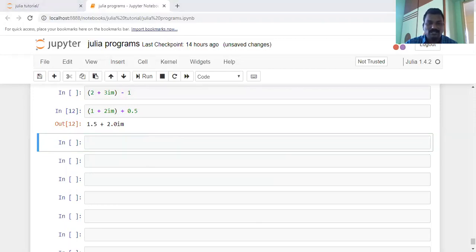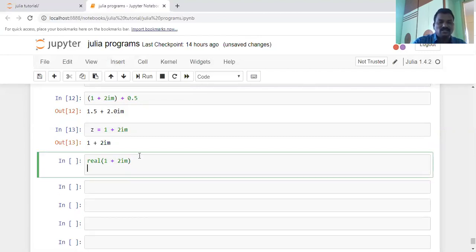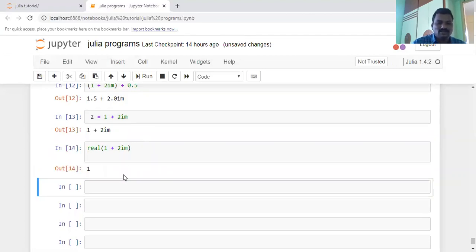For example, I am taking the value 1 plus im. 1 plus im is an imaginary number. I am going to apply all these functions on this complex number. I want to know the real value of this variable. What is the real value here? The real value here is 1. The real value of this variable is 1.